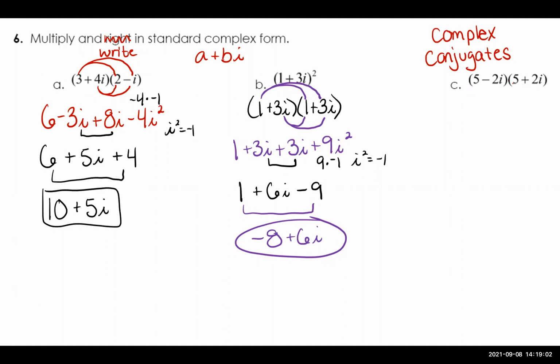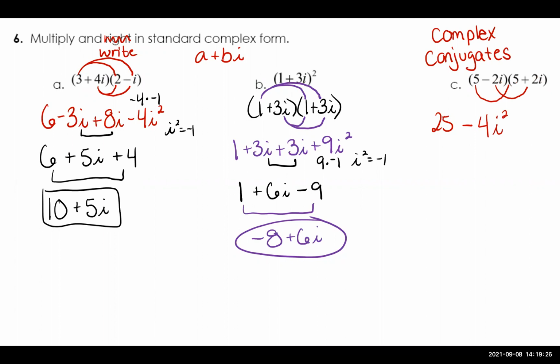So the imaginary numbers cancel away. So you really only need to multiply the first times the first of each binomial and the last times the last. So 5 times 5 is 25. And negative 2i times positive 2i. A negative times a positive is a negative. 2 times 2 is 4. i times i is i squared.